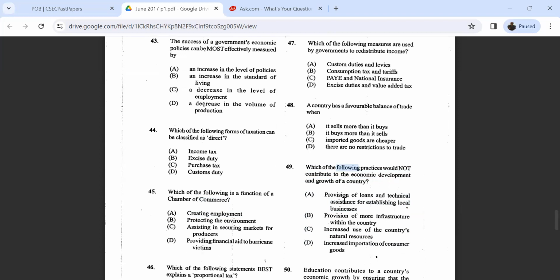Number 48. A country has a favorable balance of trade when it sells more than it buys, more than it sells, imported goods are cheaper, or there are no restrictions to trade. A. You want to sell more than you buy.